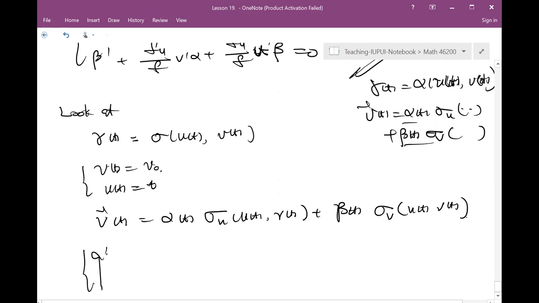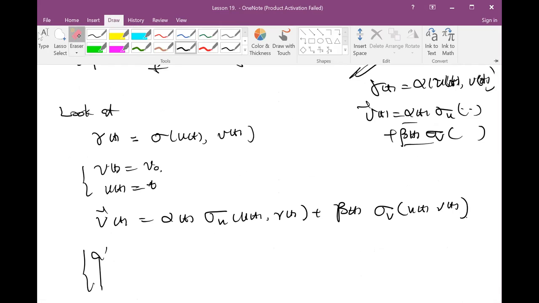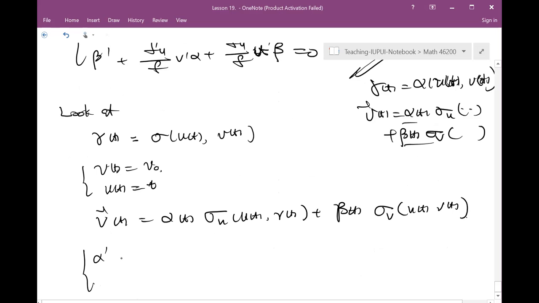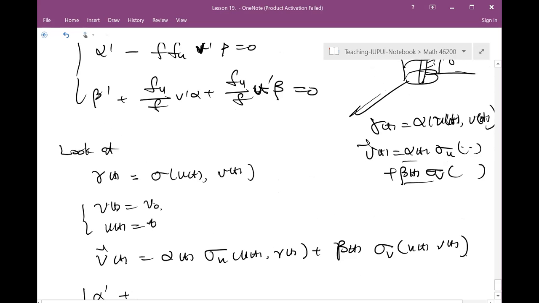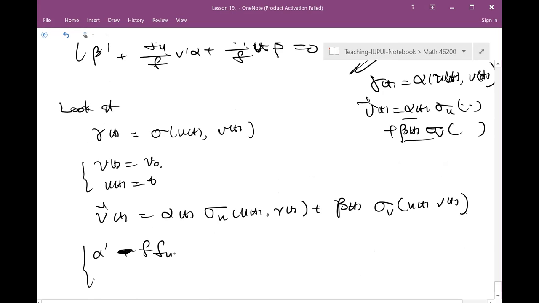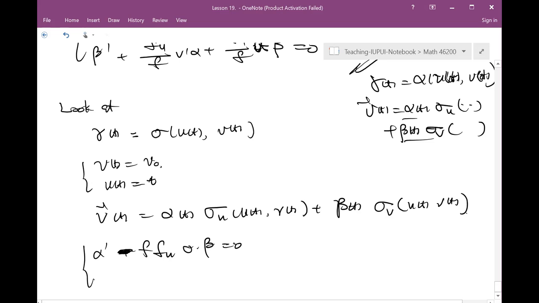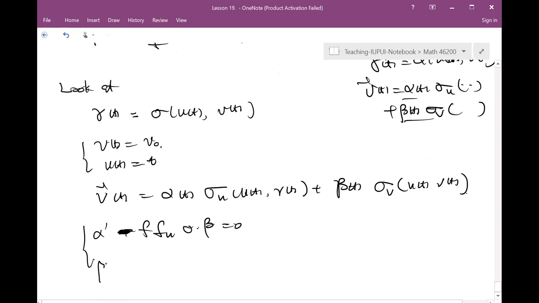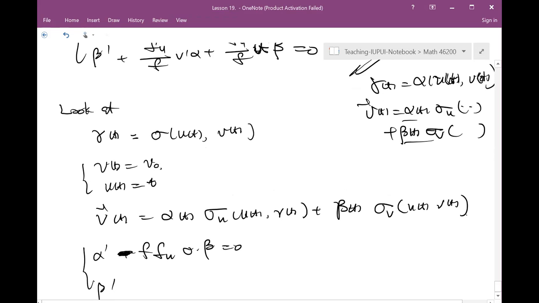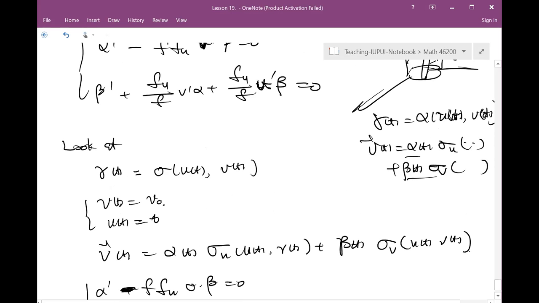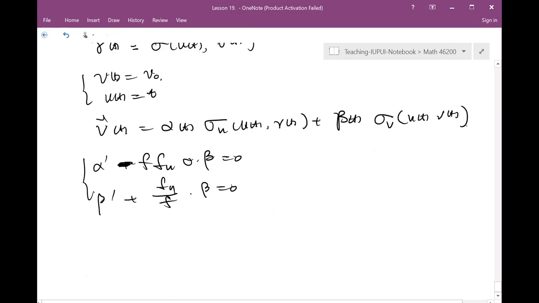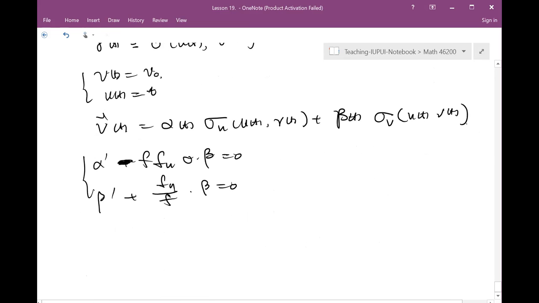So I got two equations. Alpha prime plus or minus FFU, however, V prime is going to be 0, so that is going to be 0. V prime is 0. So beta prime plus FU F, U prime is 1. So V prime is 0. So that's it. It is much simpler.